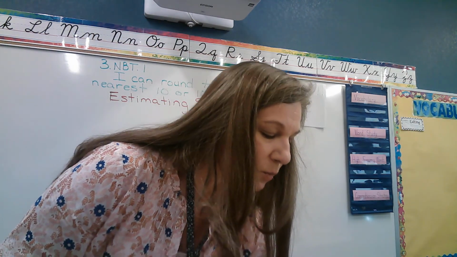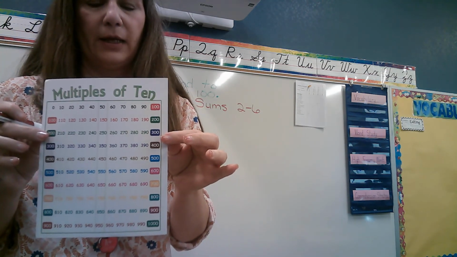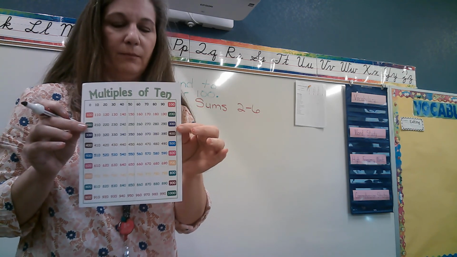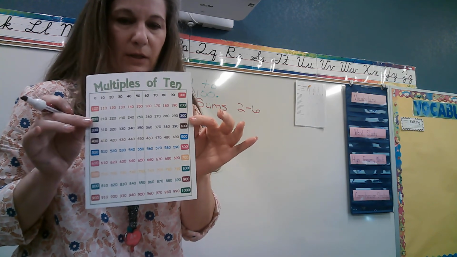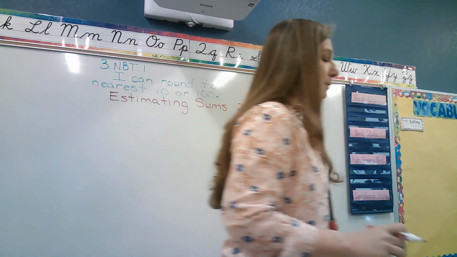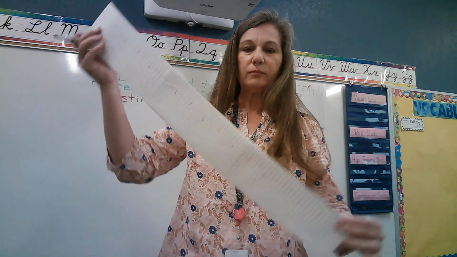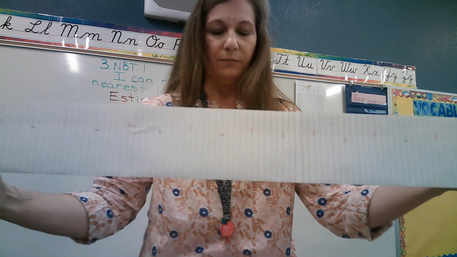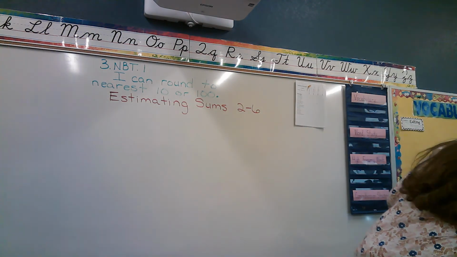You may also want your multiples of 10 chart if you don't feel like you are fluent or proficient yet in using your steps to decide whether you're rounding up or down. This might also be something that you use, or your number line. Some of you may have already created a number line. If you've created your number line, you may also use that. So just a couple of tools that you can use to help you with this assignment.